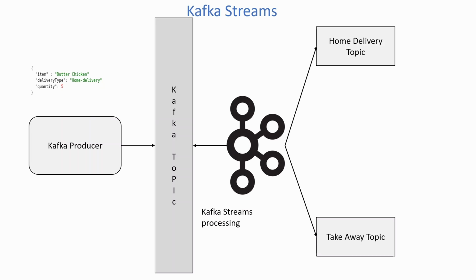In this project, the Kafka Streams will take the order object from the topic and it will check whether the delivery type is home delivery or takeaway. If the delivery type is home delivery, then it will send the order object to another topic called home delivery, and if it is takeaway, then it will send it to the takeaway topic. Okay, so let's get started.